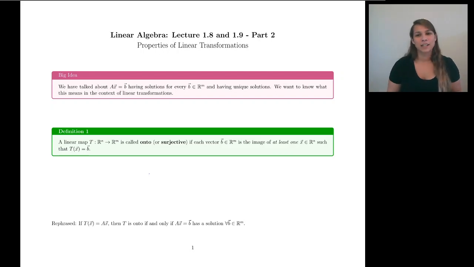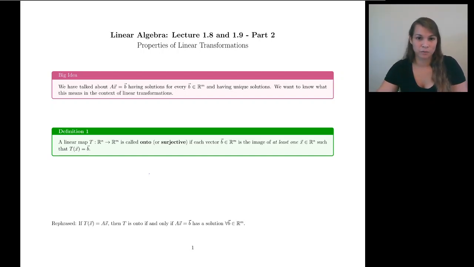Welcome back. We're still talking about linear transformations. Now we're talking specifically about properties of linear transformations. So this piece that I left for last actually has an overall theme. We've talked about A times x equals b having solutions for every b in Rm, and we've also talked about how it has unique solutions. And I want to know what that looks like in the context of linear transformations, now that we have T of x equals A of x.